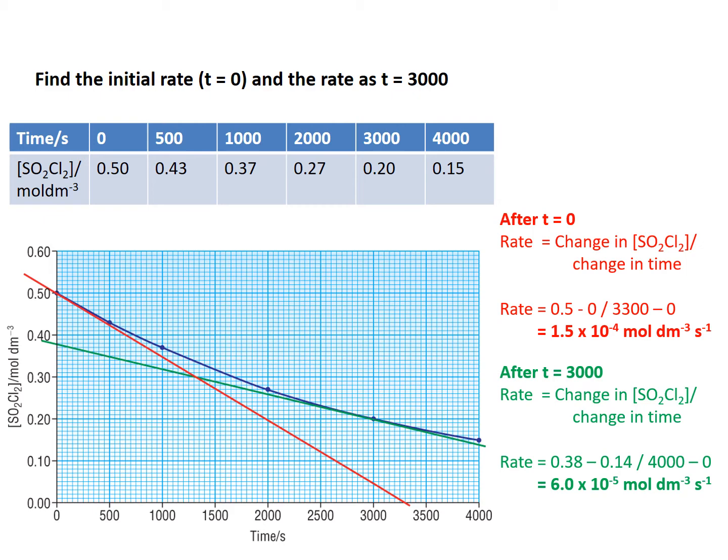So my change in x is 4,000, and then, yeah, I said 7.5. So 0.38 minus 0.14, that's where it crosses the y. So check yours.